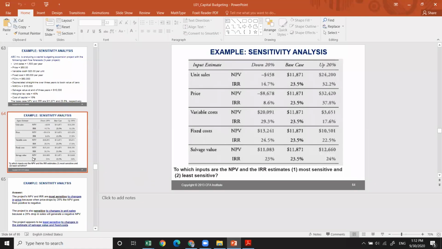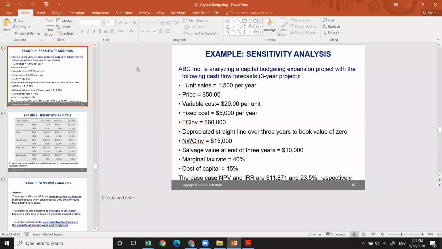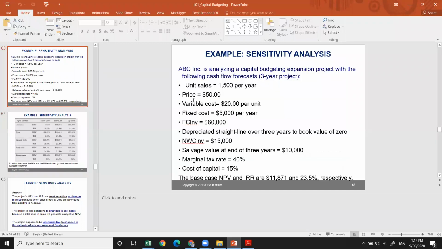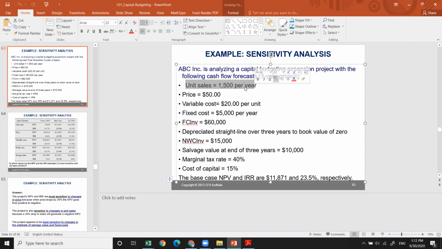So what is done here actually? NPV is equal to negative if your unit sale is down by 20%. If this information is given and the sales decreased by 20%, assume that it's not 1,500, but less by 20%. So 1,500 minus 20% is 1,200. So imagine this becomes 1,200. Then what will be your NPV?